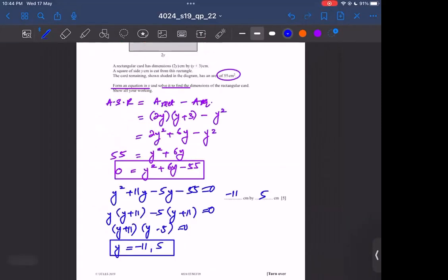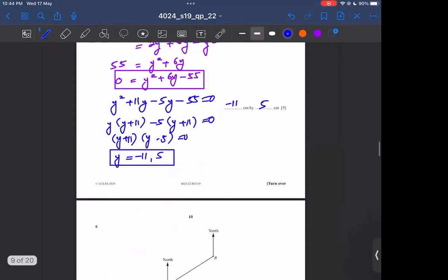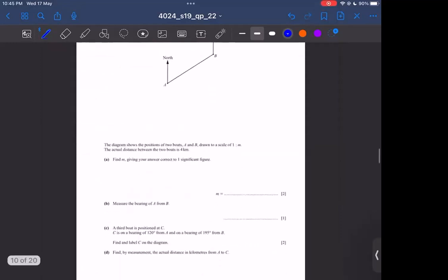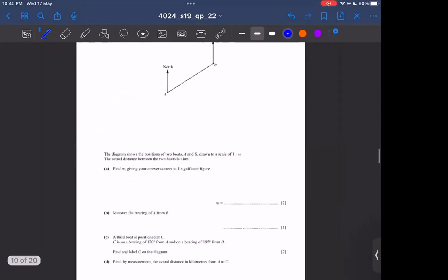If they ask us to find out the area, we can find out the area of anything, but we will take the value of y equal to 5 then. But since they're not asking for any area because they have already calculated the area of 55, this is the case. Now we have a question that is related to loci.